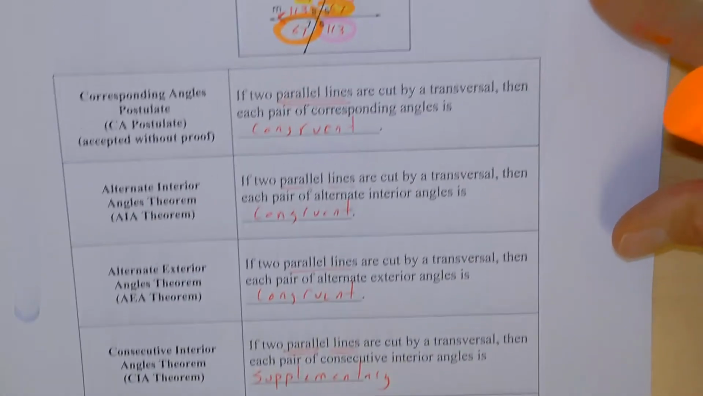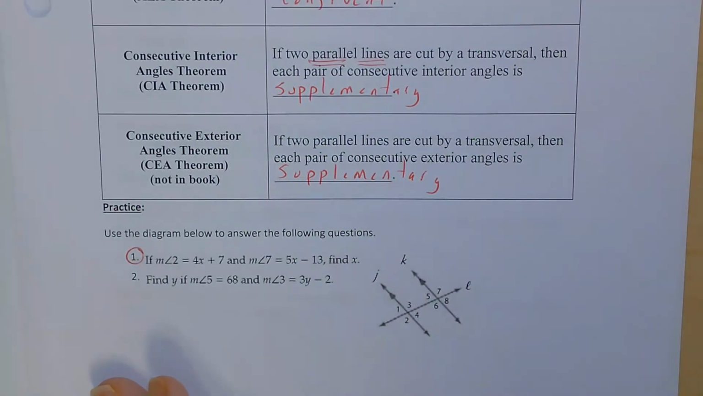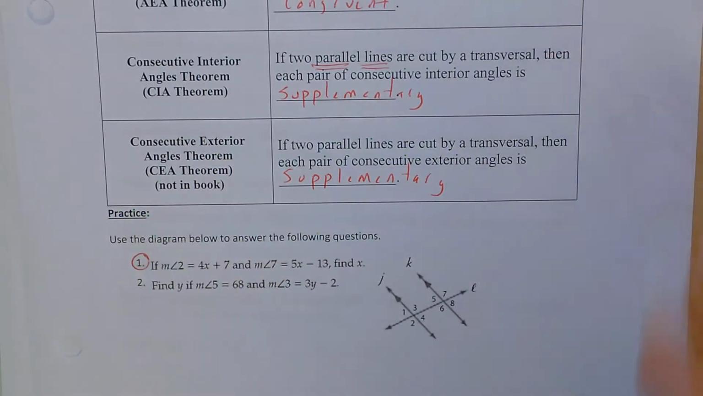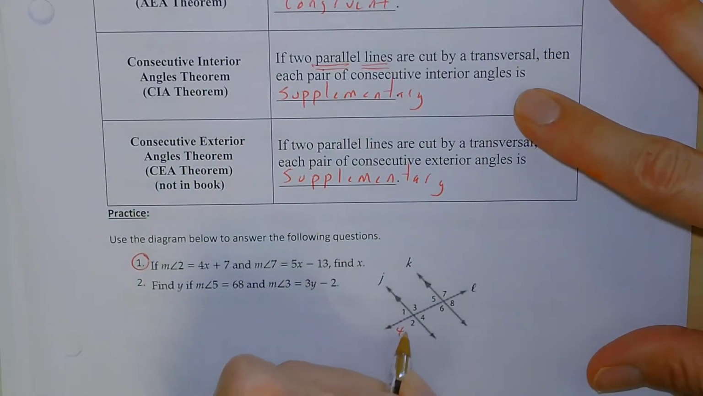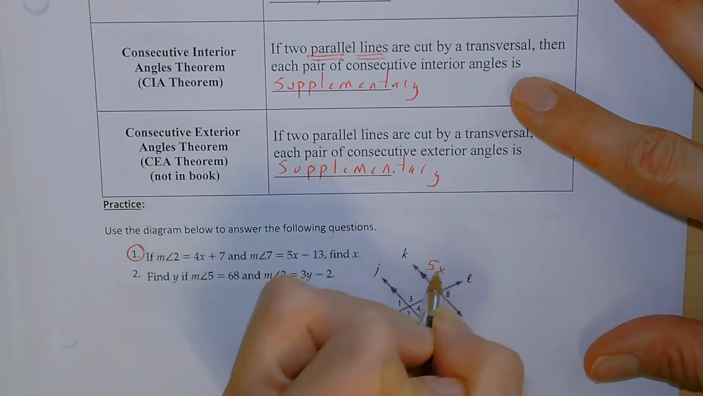Okay, so now we're going to use this postulate and these theorems, and we're going to answer a few questions to practice. So we're going to do number 1, and then you'll go back and try number 2. Okay, so let's say that they tell you that angle 2 is 4x plus 7. So I'm going to label this 4x plus 7. And they tell you that angle 7 is 5x minus 13.